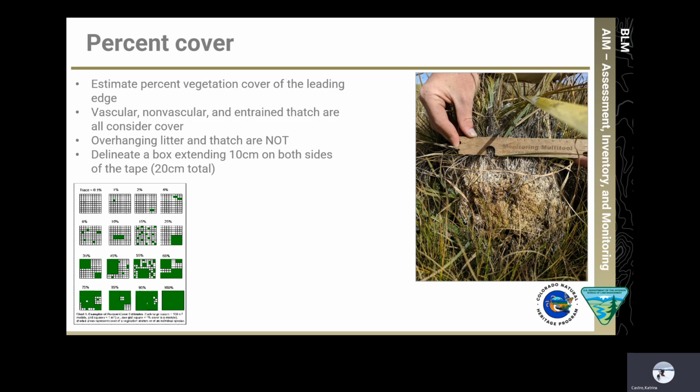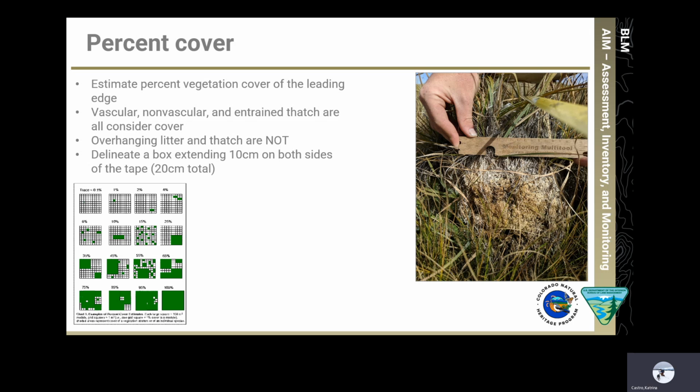Finally, estimate the percent cover of the leading edge of the hummock. All vascular, non-vascular, and entrained thatch should be considered cover. Any loose litter, overhanging thatch, leaves, or overhanging vegetation does not count as cover and should be pushed back from the face of the hummock while determining cover.